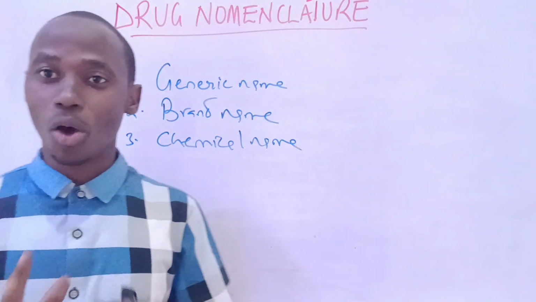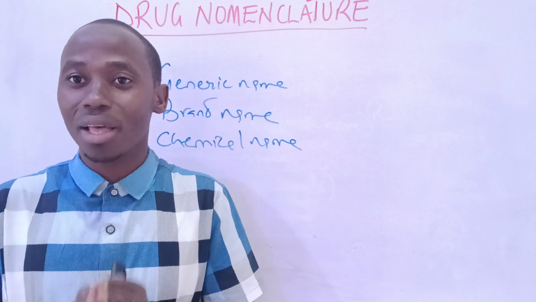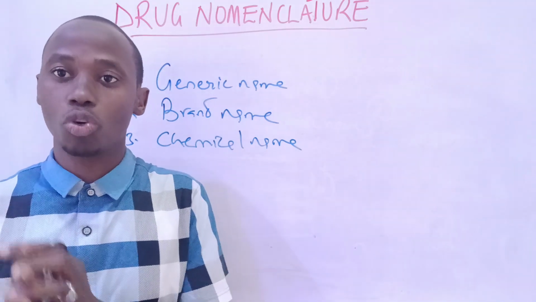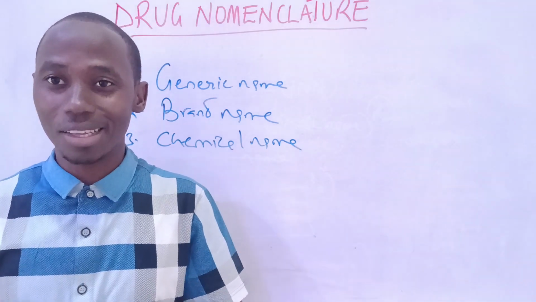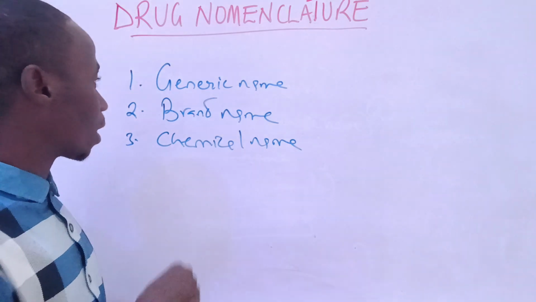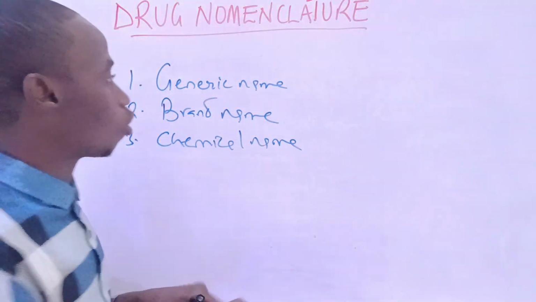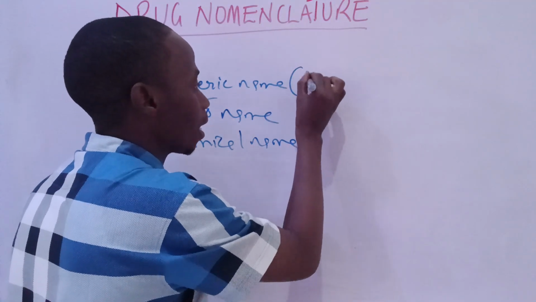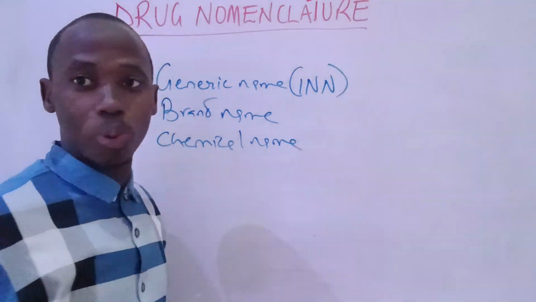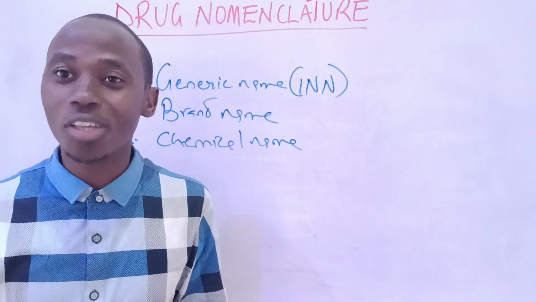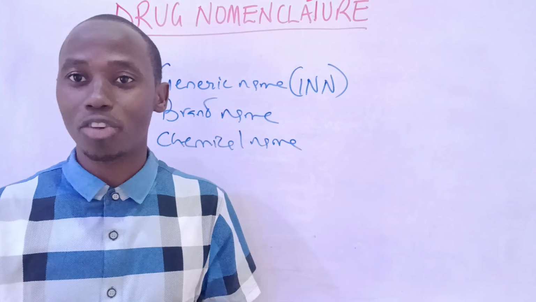The reason is, once we write a prescription in generic, that prescription, wherever it's taken to, will be understood and interpreted easily. And this generic name is also known as international non-proprietary name, INN, because no one owns the name. It is international non-proprietary name.